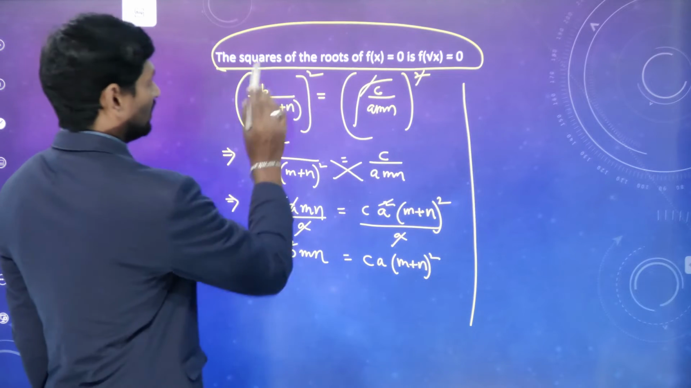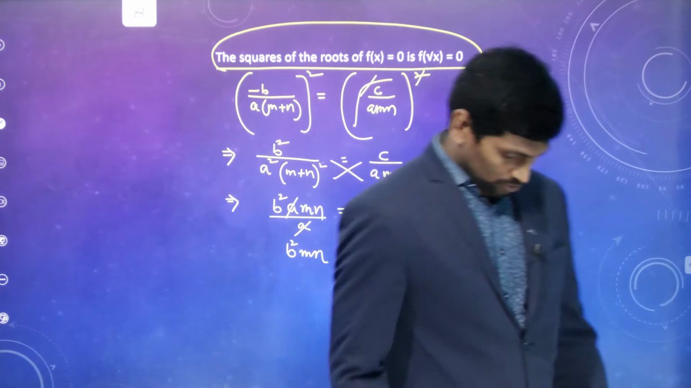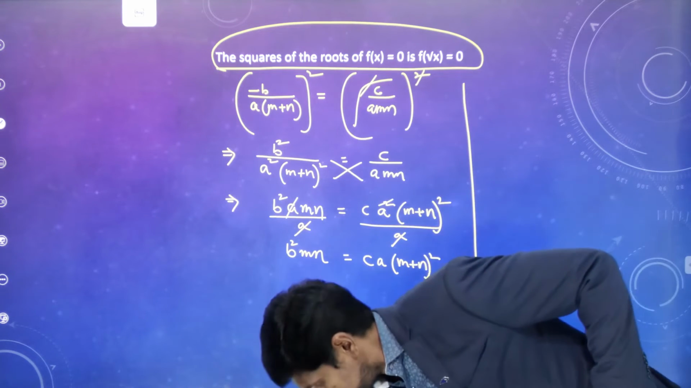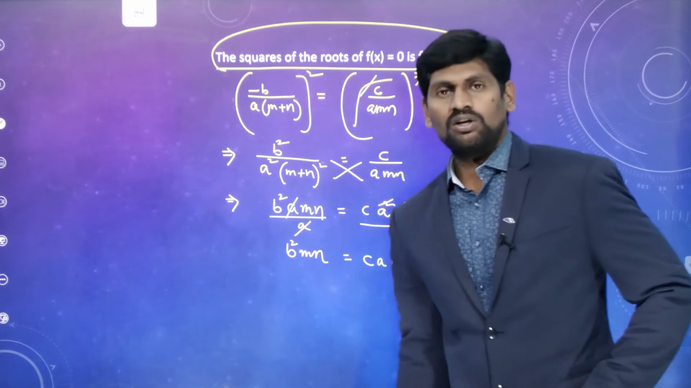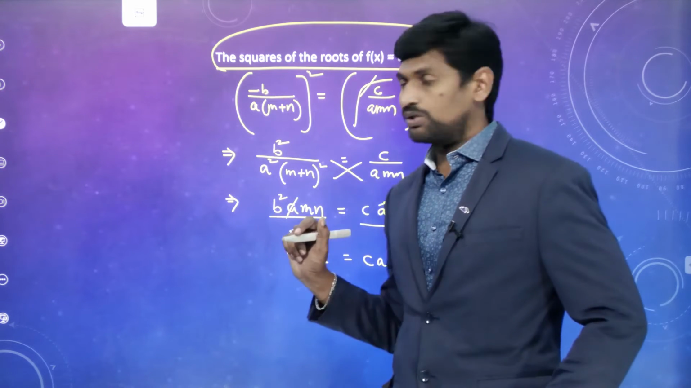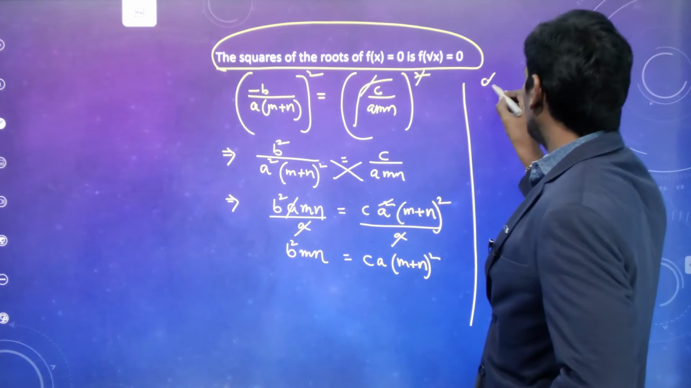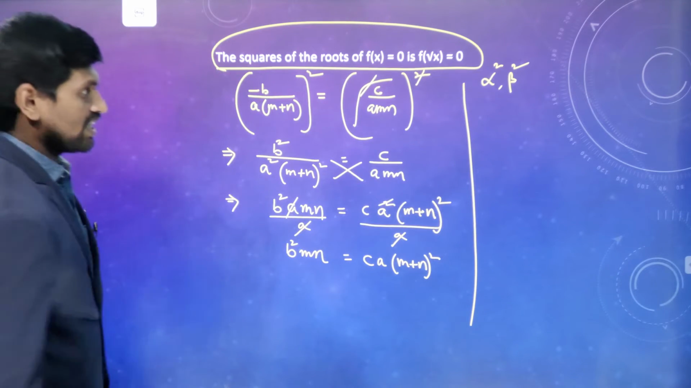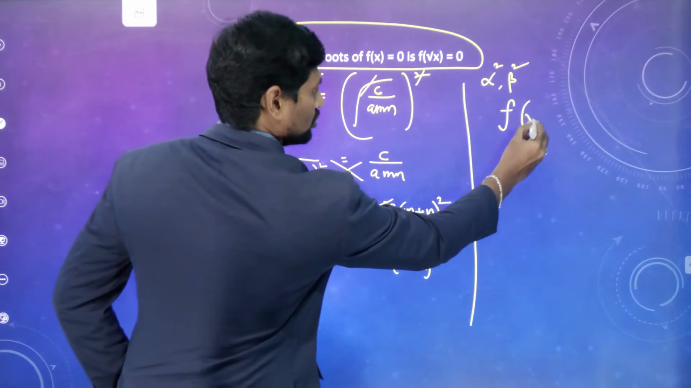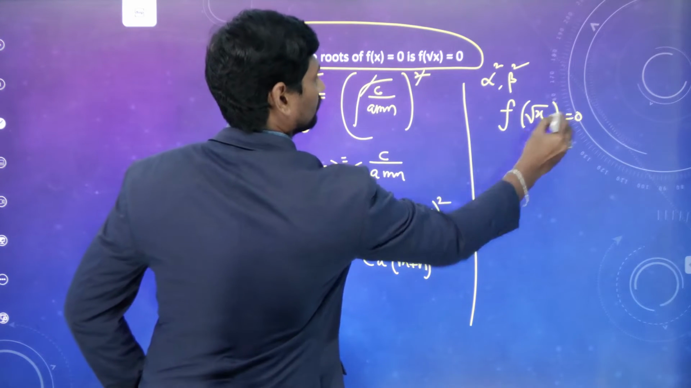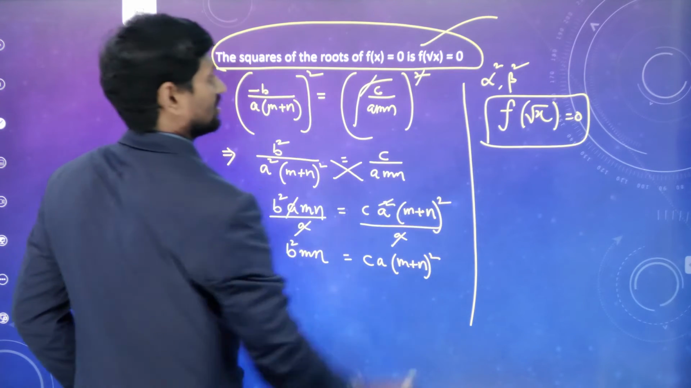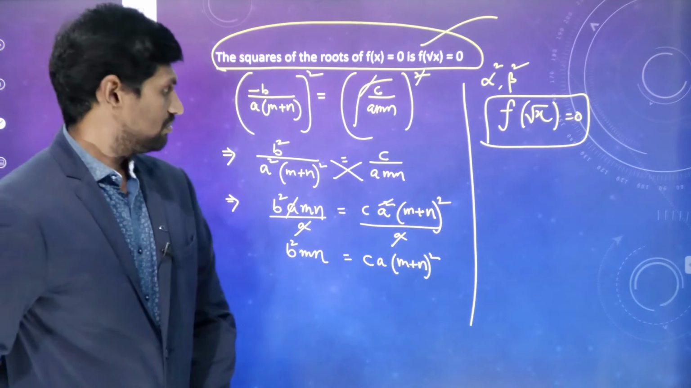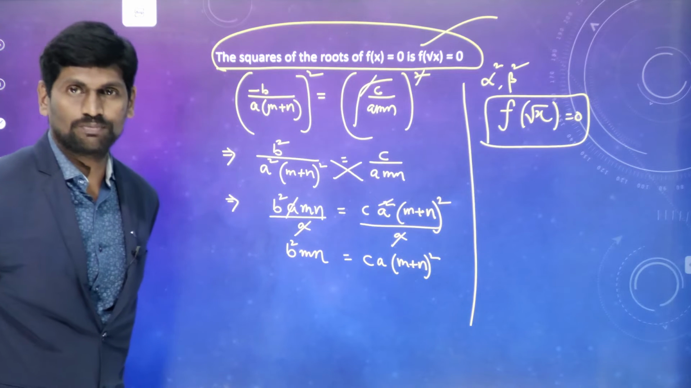And this one also. See, if alpha, beta are roots of a quadratic equation ax square plus bx plus c equal to 0, then alpha square, beta square are roots of the quadratic equation f of square root of x equal to 0. This is the condition. Okay, we will discuss one type of model problem also. It is already given in your exercise problems.